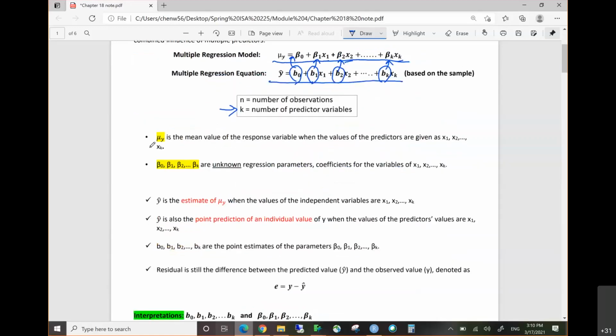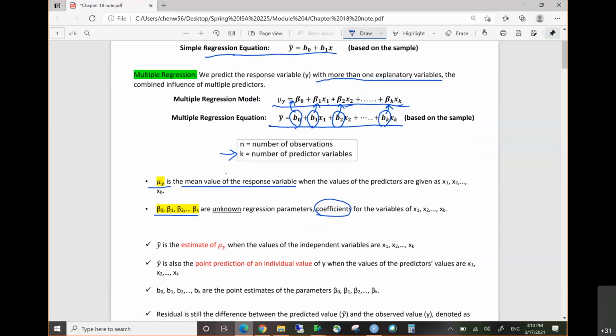So mu of y is still the mean value of the response variable. Beta 0, beta 1, until beta k are the unknown regression parameters. We also call them the coefficients for these variables. So beta 1 is the coefficient for the variable x1, beta 2 is the coefficient for the variable x2, until beta k is the coefficient for the variable xk. We call them the coefficients.